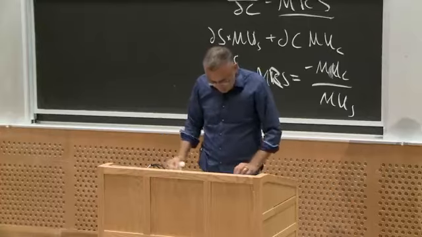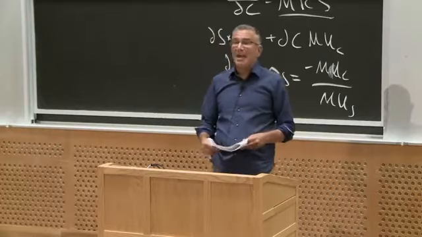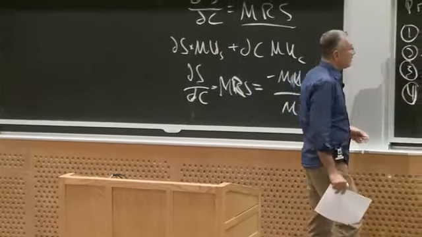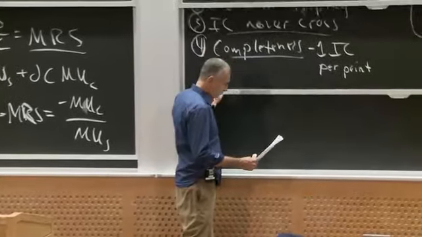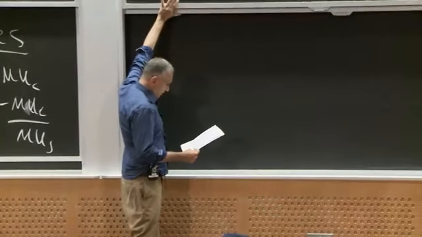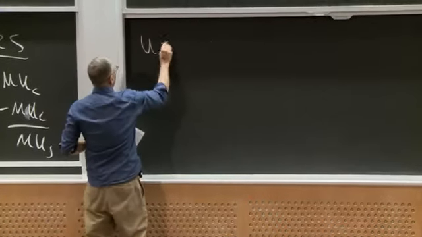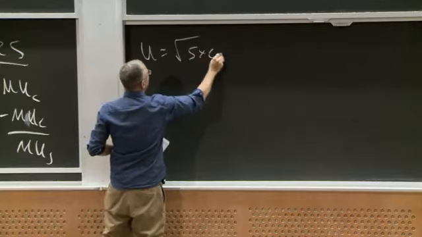So this is sort of hard. Let's see this mathematically and graphically. Let's start with the math. We said utility is the square root of S times C.